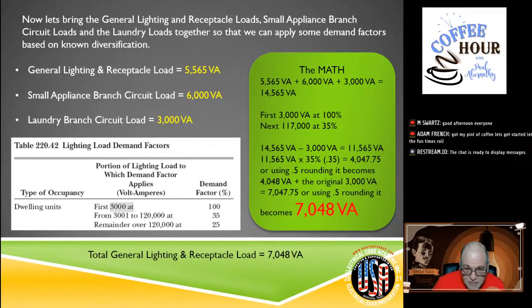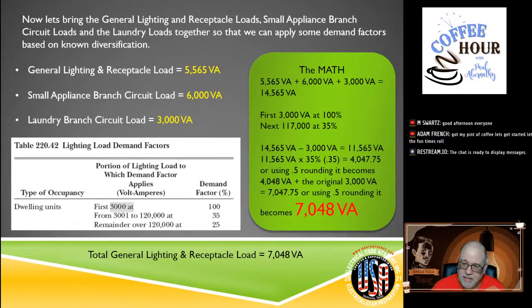All right, so we'll turn it on. I'm going to do 5,565 plus 6,000 plus 3,000, and that is 14,565. So the number is correct. Now, the first 3,000 at 100%, take that aside. As you see in my math, I take the first 3,000 and subtract it away, put it aside. That gives me 11,565. Now, that does not exceed the 120,000, so we're going to be at the next one, which is anything over 3,000 up to 120,000, and we're going to use 35%.